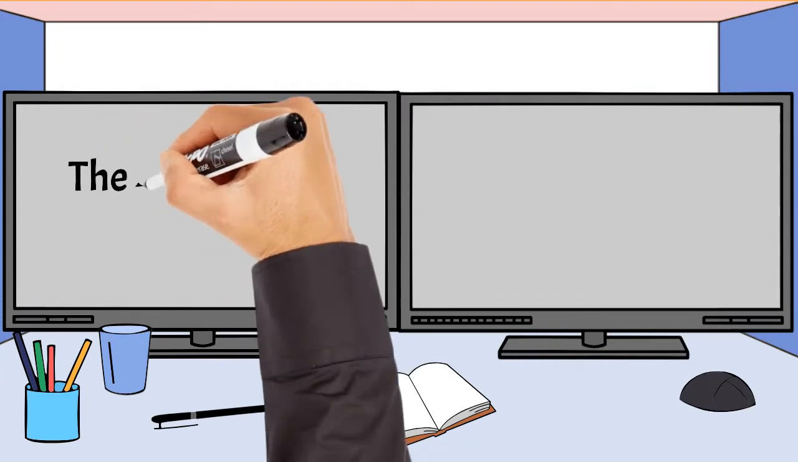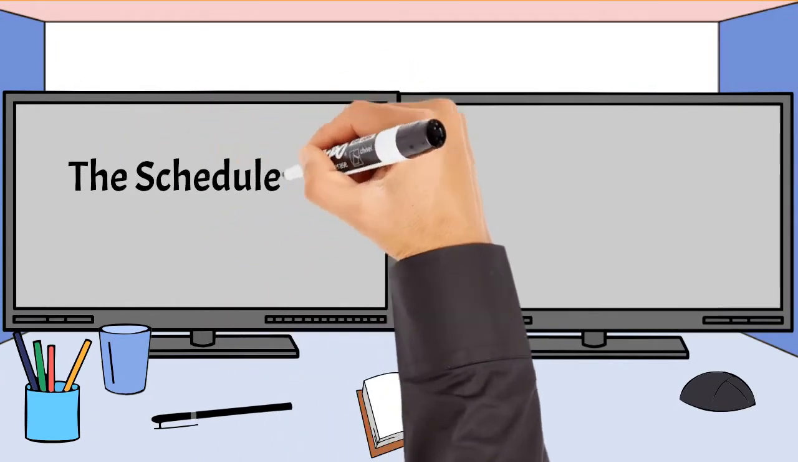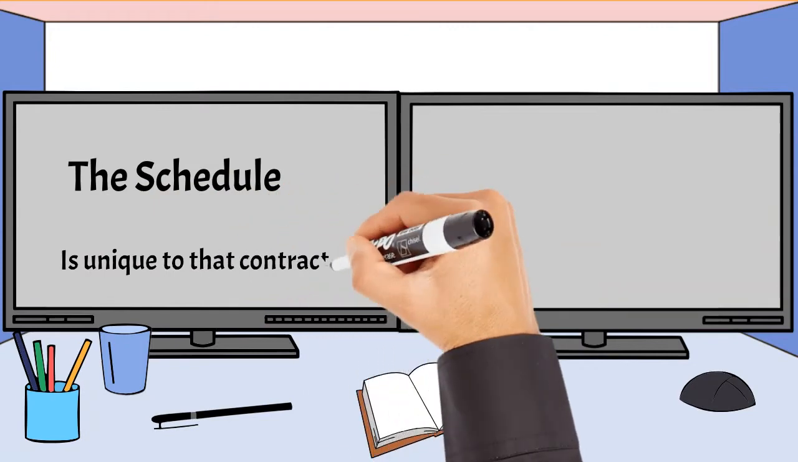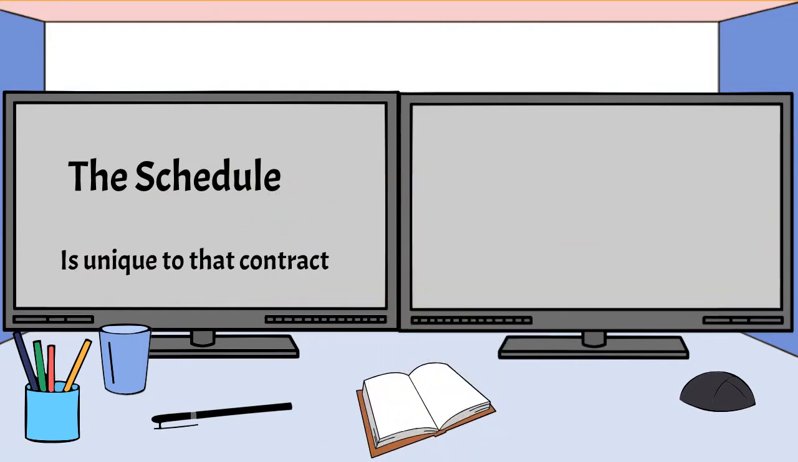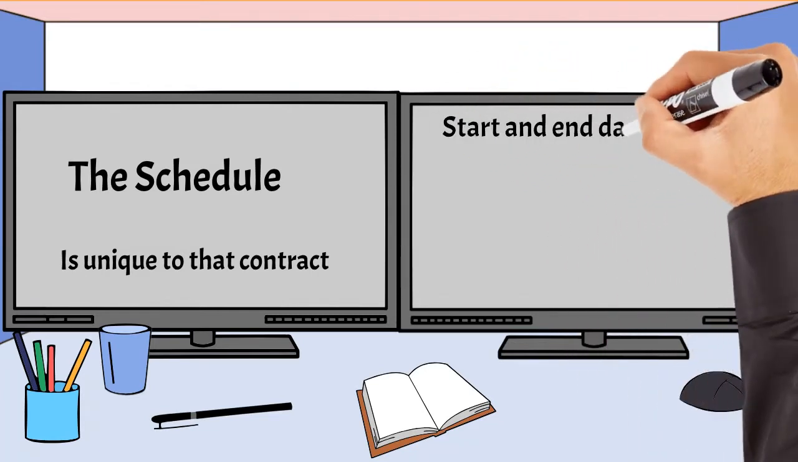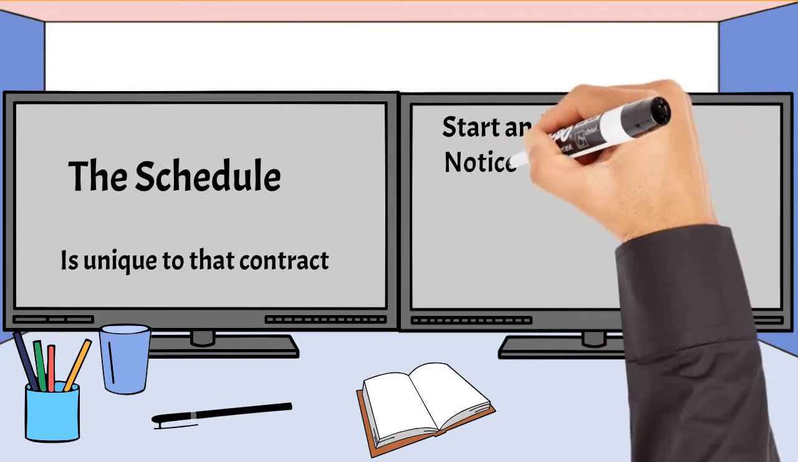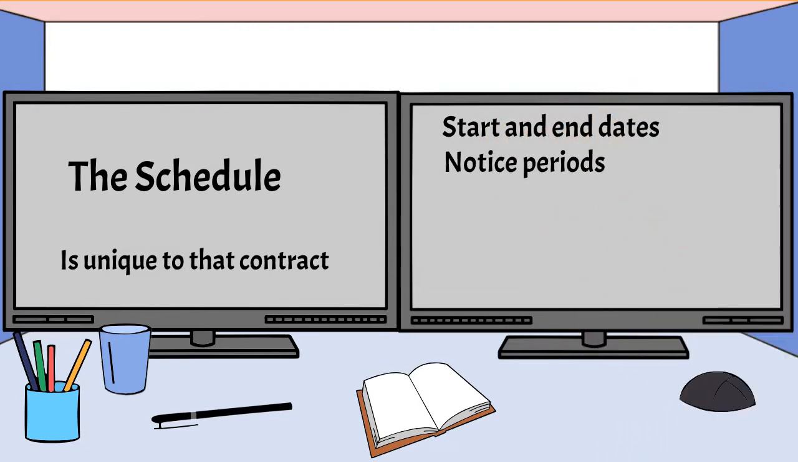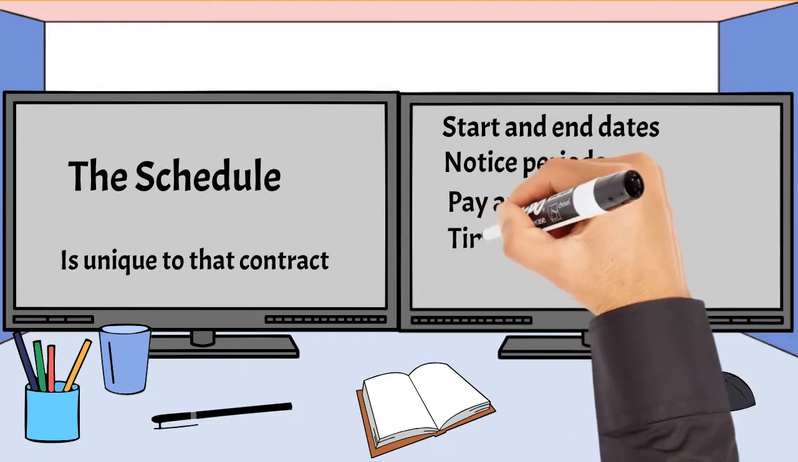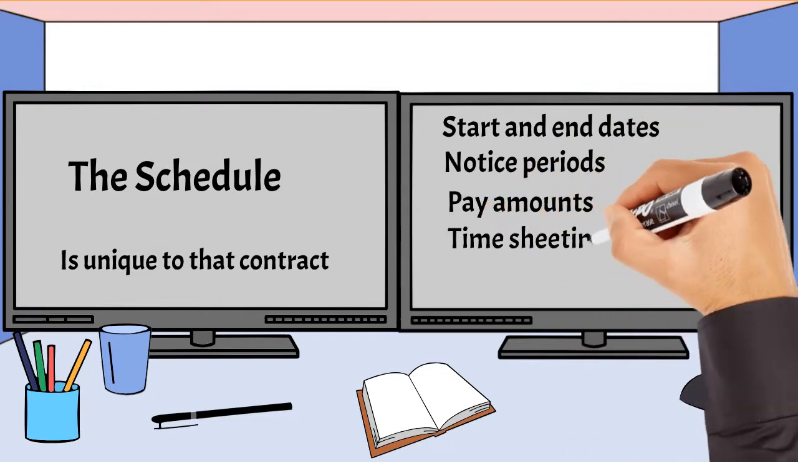And then we come to the schedule. So while most of the contract is pretty generic and straightforward and standard to everyone who signs a contract, the schedule is specific to the particular contract that the contractor is entering into. It will have things like the start and end dates of the contract, any notice periods that are applicable for that contract, the agreed pay amount, such as the daily rate, and any requirements around how the contractor should complete timesheets and how to claim expenses.